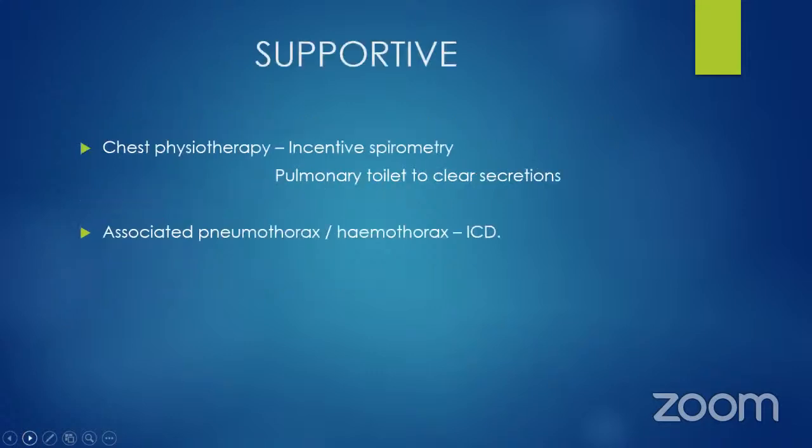Rib fractures also require supportive treatment with chest physiotherapy, that is incentive spirometry or pulmonary toilet to clear the secretions. In case of associated pneumothorax or hemothorax, we can proceed with intercostal drainage tubes. ICD is a big topic, so I'm not discussing it here.